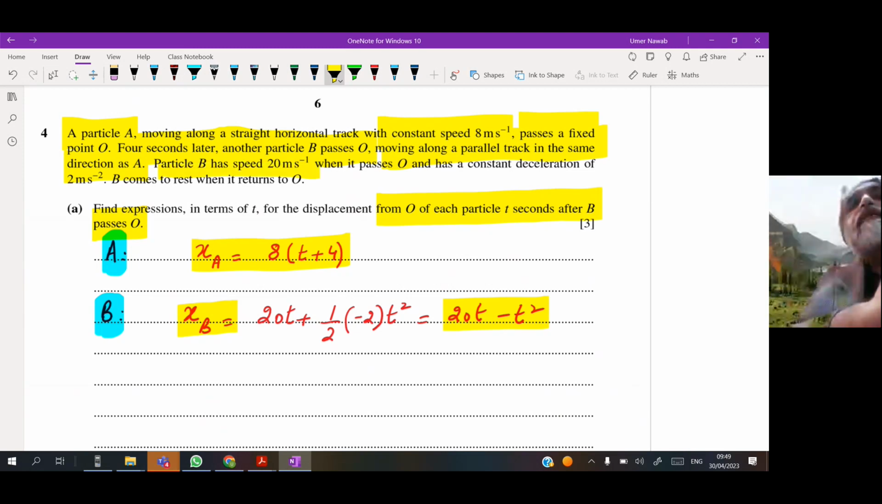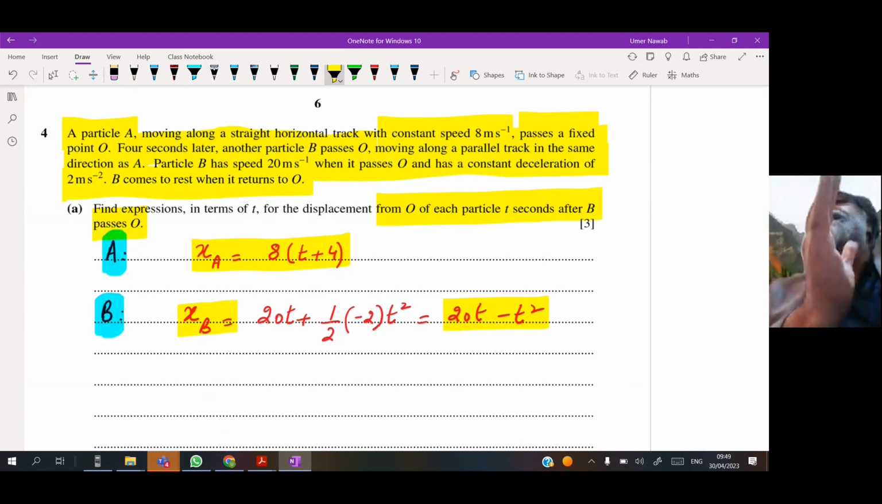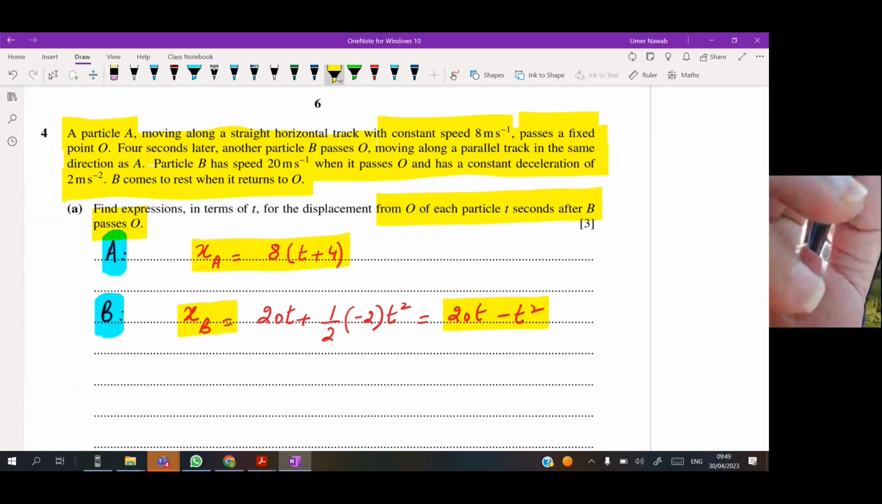The particle B has 20 meters per second when it passes O with a constant deceleration. So two particles are basically moving. First particle is moving. You see how much distance will be covered. Distance is equal to speed multiplied by time. The speed is 8 and the time is t plus 4.